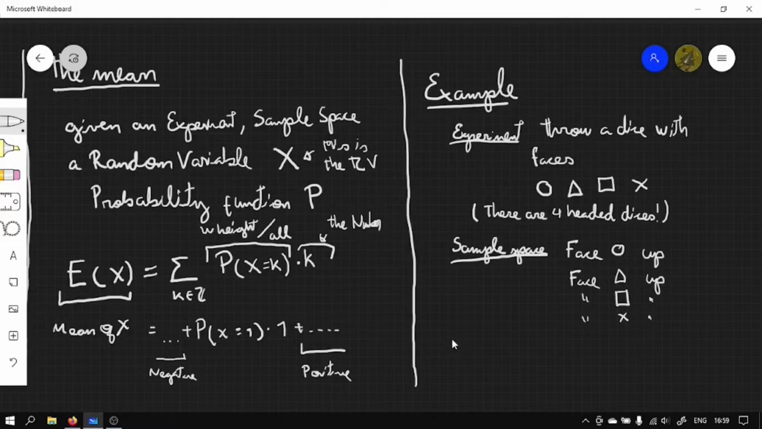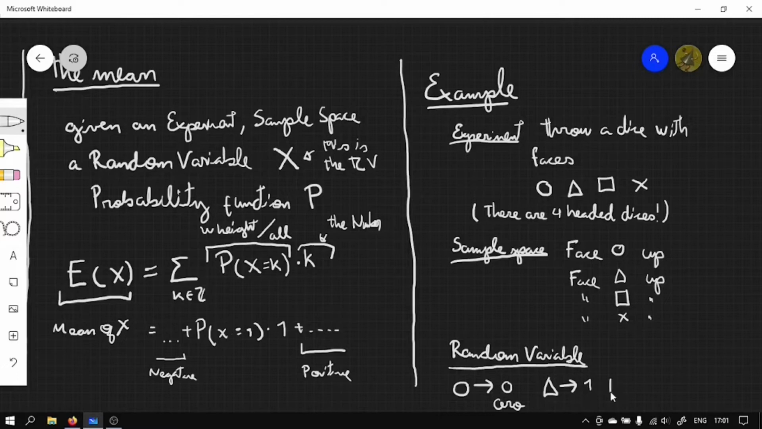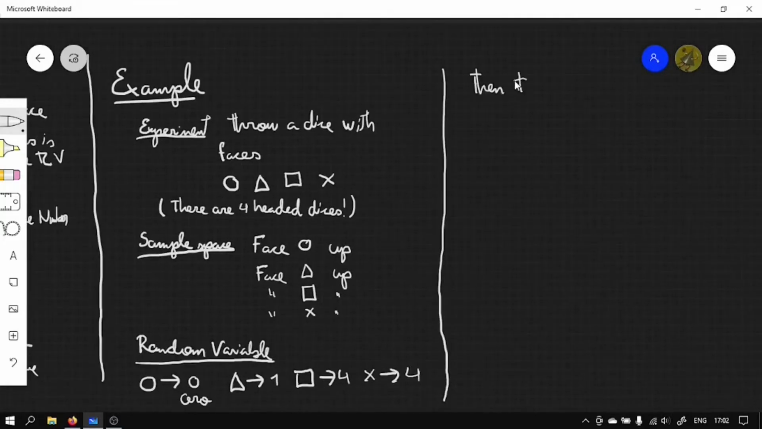So as a random variable, we will assign a value to every element in this sample space. Let's say that having the circle up, we assign the value of 0. Having the triangle up, we assign the value of 1. Having the square up, we assign the value of 4. And having the x up, we assign the value of 4. We have 2 times the value of 4. That is perfectly possible for a random variable.